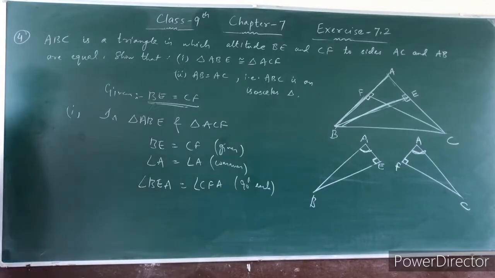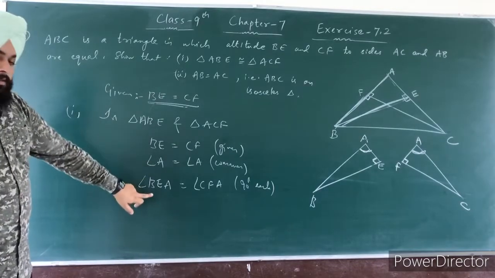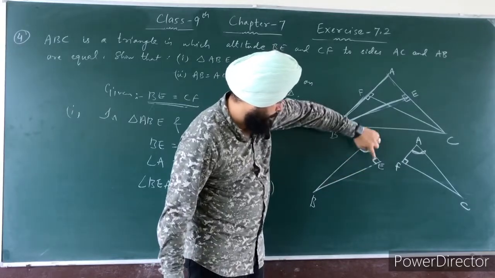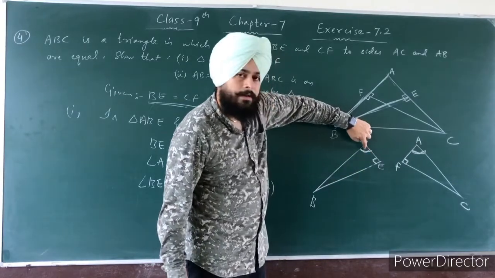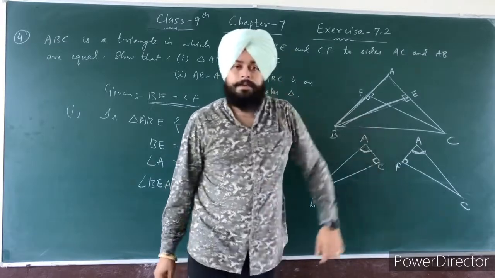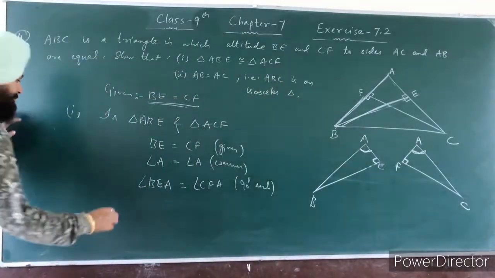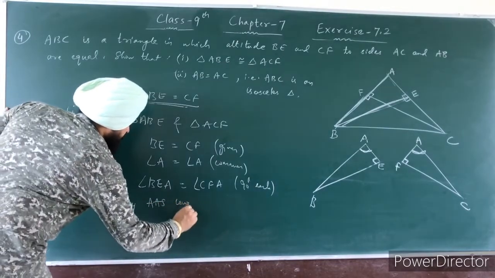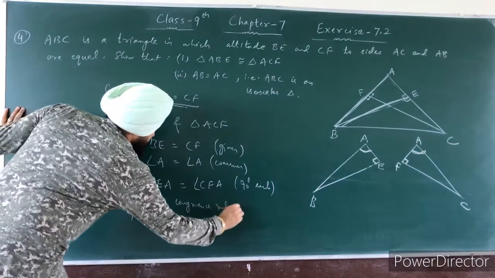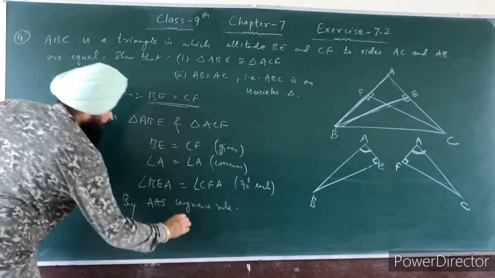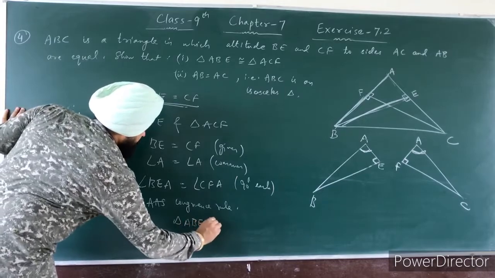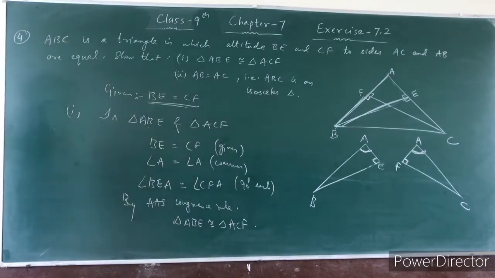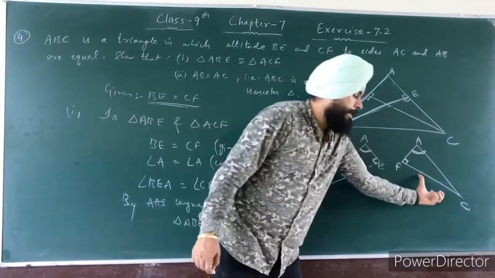Alright. So this is side, this is angle, this is angle. So which criteria is here? This is side, this is angle, and this is again angle. So you can write here angle, angle, side, by AAS. Triangle ABE congruent to triangle ACF. ठीक है स्टूडेंट्स, so the first part is BE equal to CF, second one is angle A equal to angle A common, and the third one is this angle E and this angle F is of 90 degree measure.